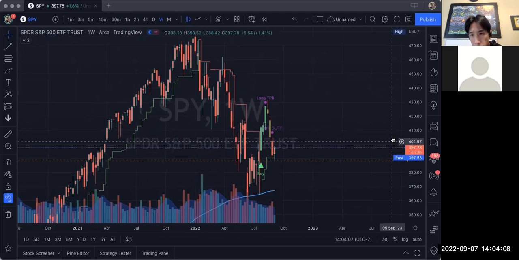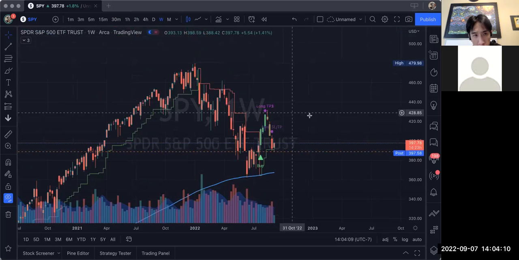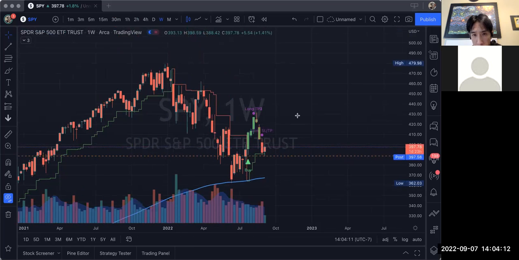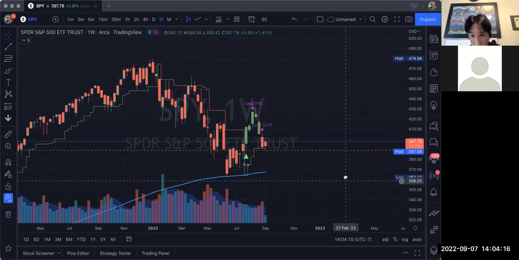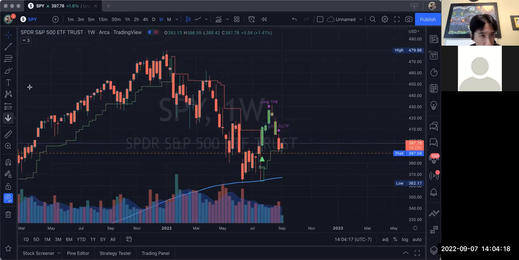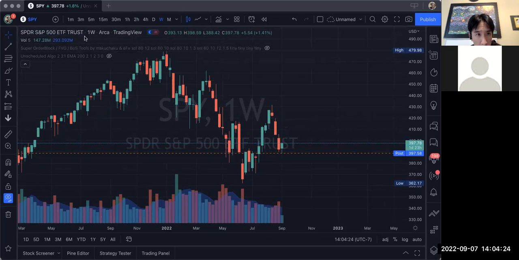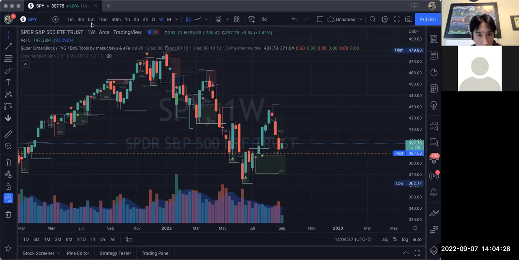Now, I know you've been working on trying to understand ICT, right? Inner circle trading. I've been doing some learning on my side as well, but I'm still not 100% familiar with everything. But basically, there is this tool, the super order block that you can use. And what you can do here is it'll help you find those fair value gaps and the order blocks, right?